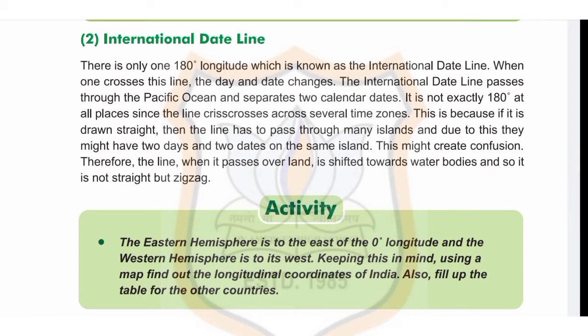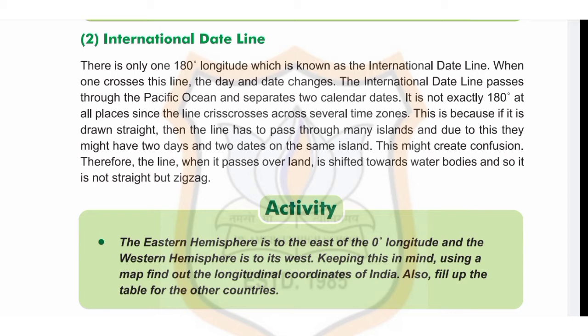The international date line is an imaginary line on the earth from the north to the south pole. IDL is the international date line. The full form of IDL is I for international, D for date and L for line. The 180 degree longitude is known as the international date line. There is only one longitude at 180 degrees. It passes through the Pacific Ocean. When a person crosses the IDL, the date and day change.